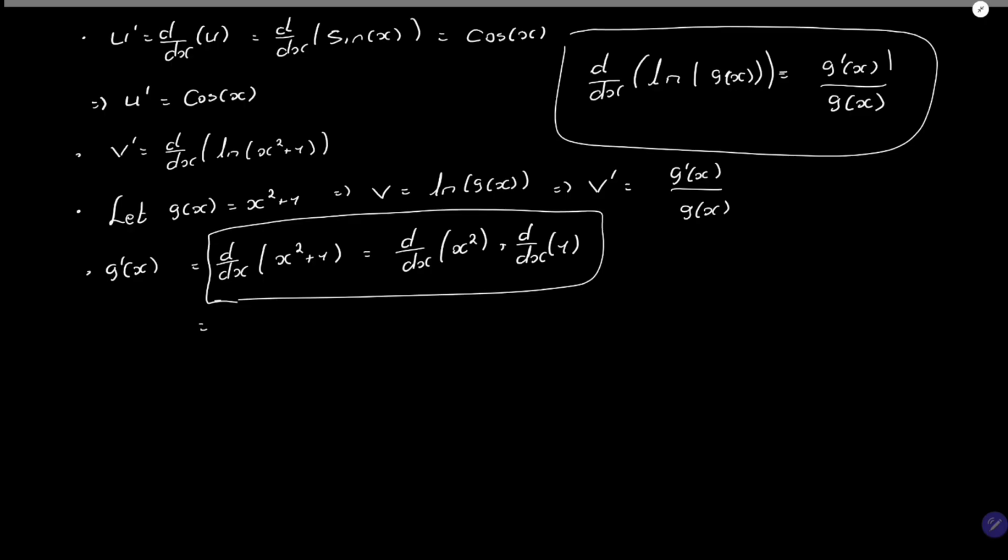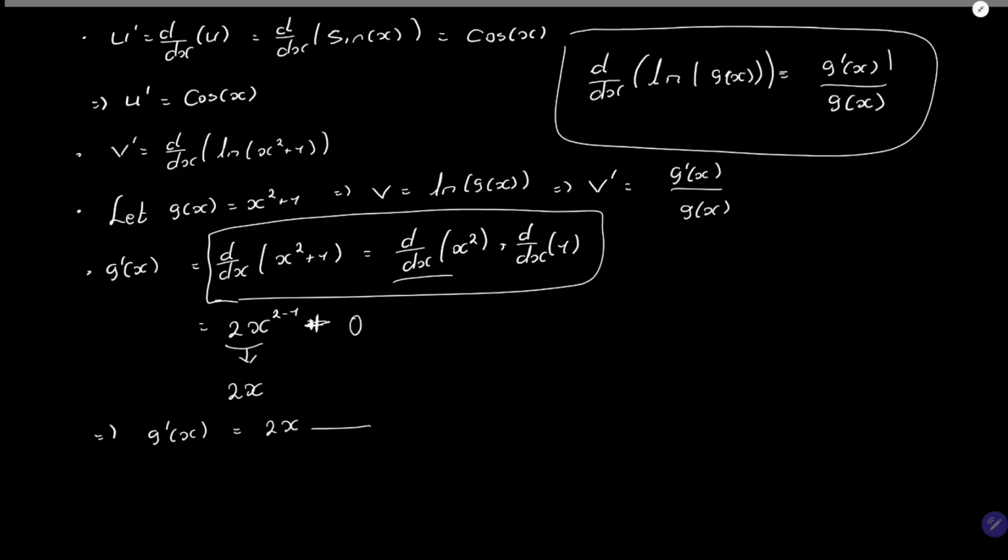Now let's move on to simplifying this. The derivative with respect to x of x squared gives us 2x to the 2 minus 1, leaving us with 0, so 2x. Plus, what's the next term? The derivative of 1, which gives us 0. And why does this give us 0? Because it was well stated in the constant rule that the derivative of any constant gives us 0. So this implies that g prime of x is the function 2x.